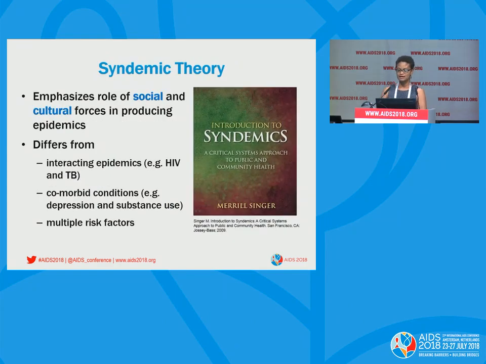This is the most recent bringing together of syndemic theory that Merrill Singer published in 2009. The theory emphasizes the role of social and cultural forces in producing epidemics. It's different from interacting epidemics. So if you think about TB and HIV as two epidemics that interact together at the biological level, syndemic theory goes beyond that.